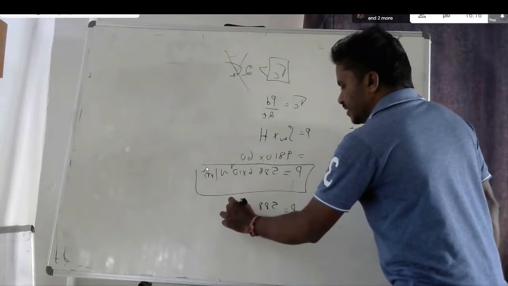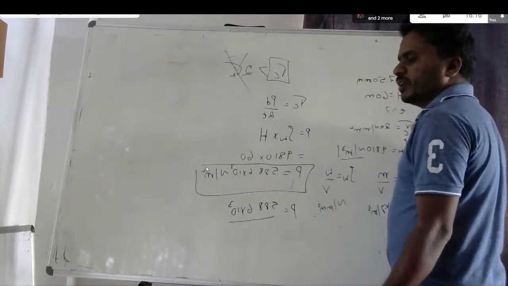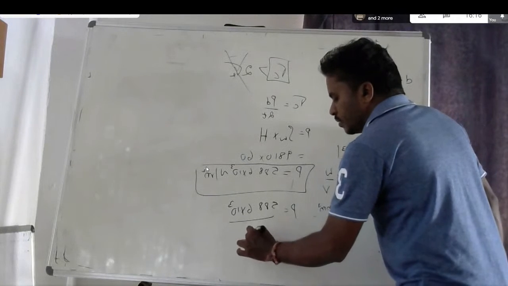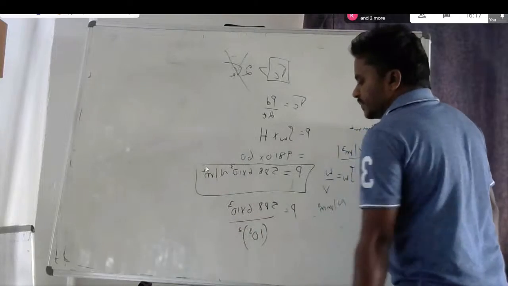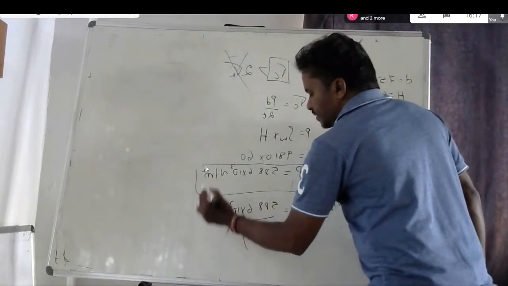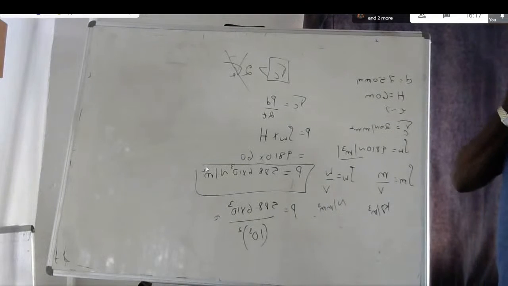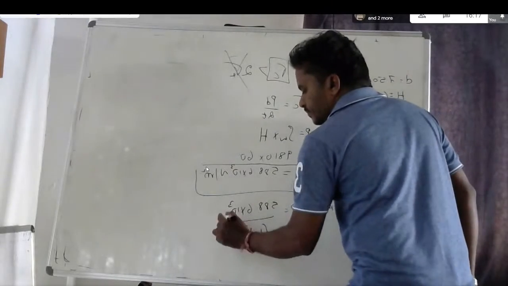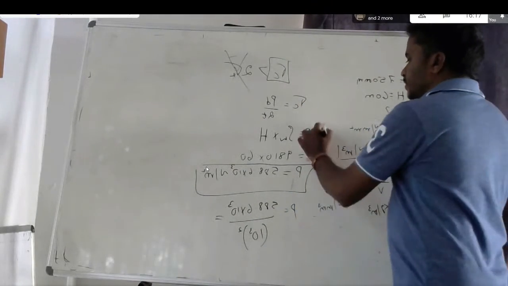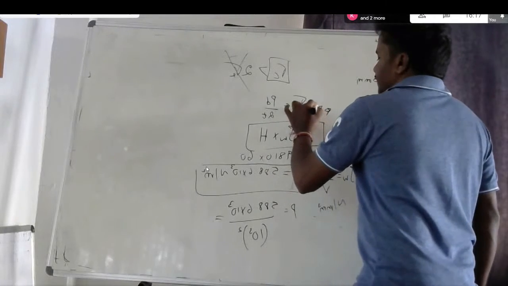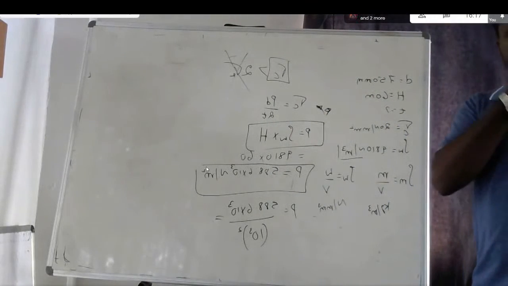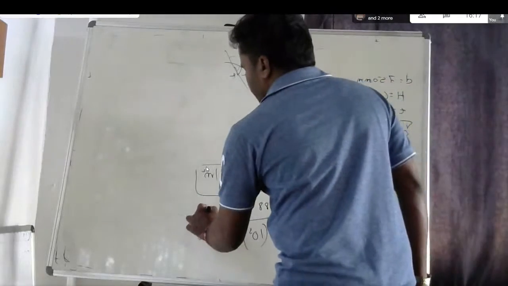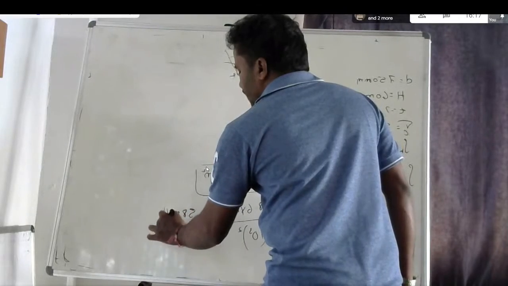588.6 into 10 raised to 3 divided by meter to mm. 1 meter equals how many mm? 1000, and 1000 whole square, because meter square is there. Therefore, what value do you get in terms of Newton per mm square? You should memorize this. 0.588 Newton per mm square.